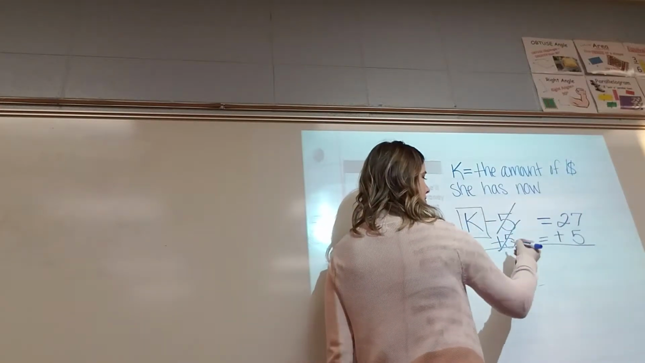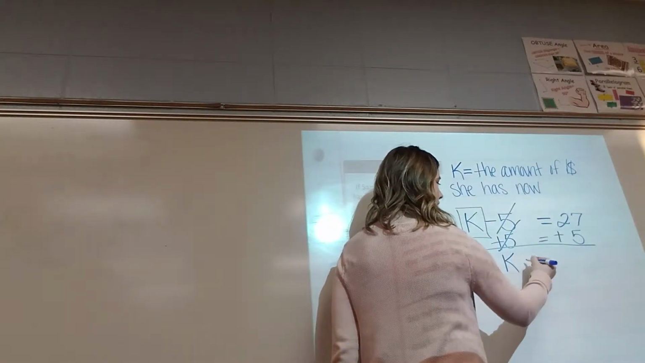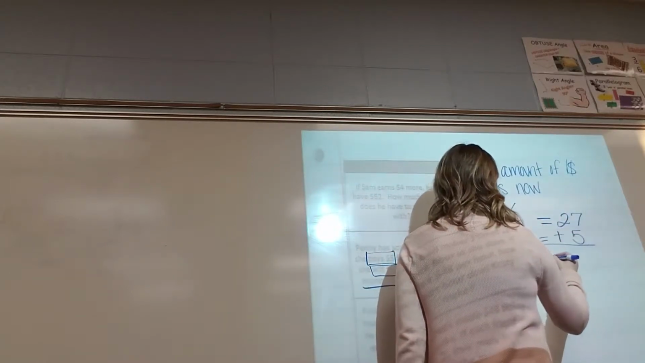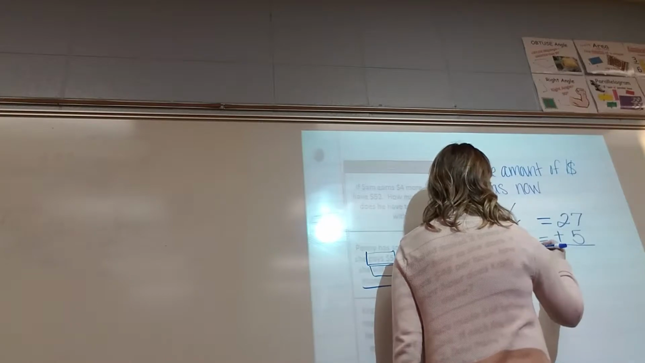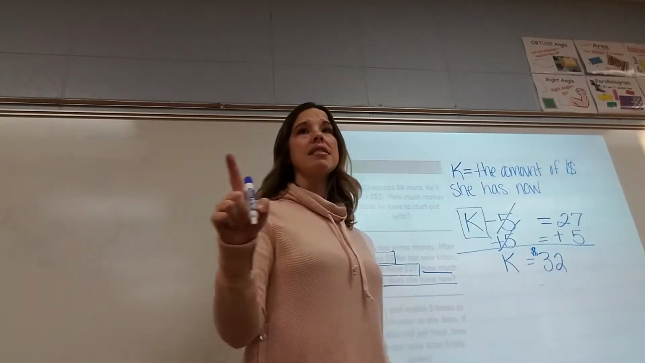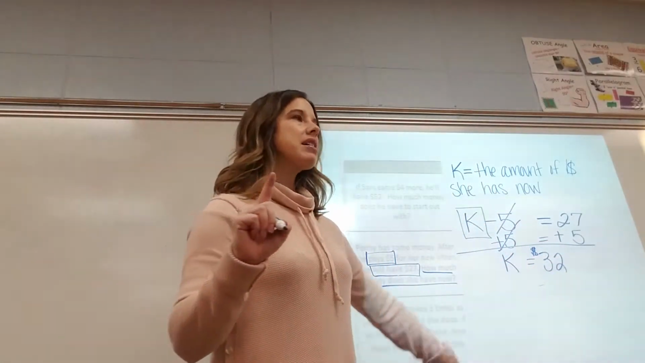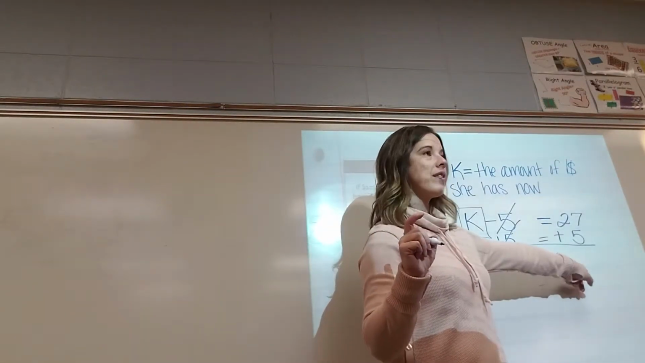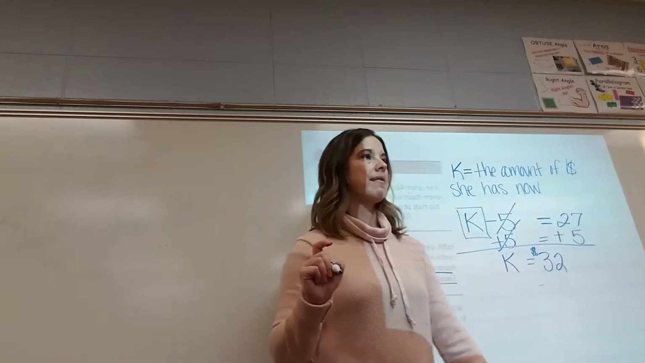They're always going to equal 0. And we're left with K equals 27 plus 5, which is $32. Does my answer make sense? Yes, because if she has $32 right now, and then she pays $5 for her kitten, she'll be left with $27.